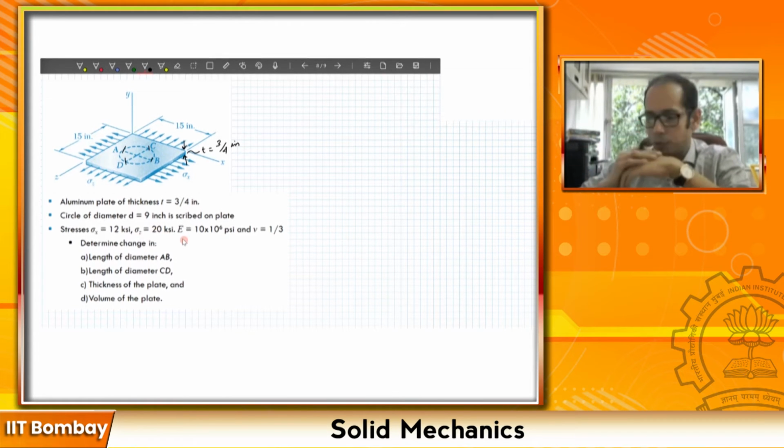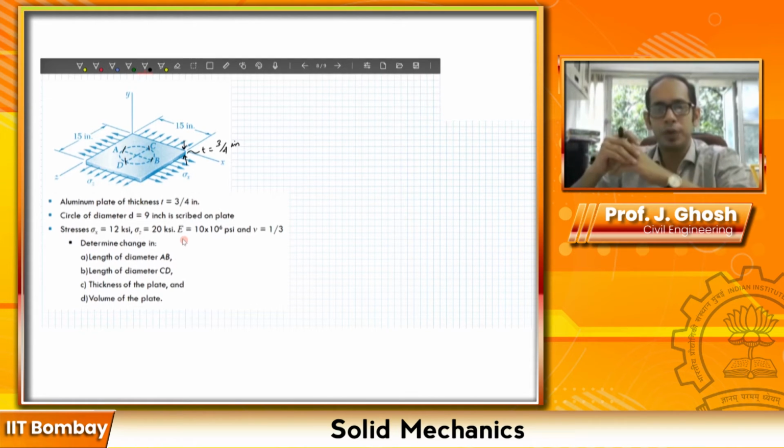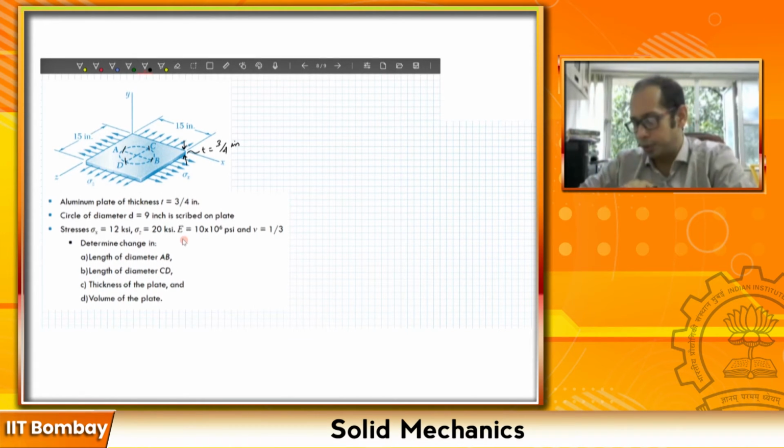That is 1/3 or 0.33, right? So I hope the system is clear. We have a plate on which we are applying some stresses, forces along the x direction, along the z direction, no stresses along the y direction, right? And you're given information about the material of the plate in terms of the Young's modulus and the Poisson's ratio. So let's see what the problem asks us to find.